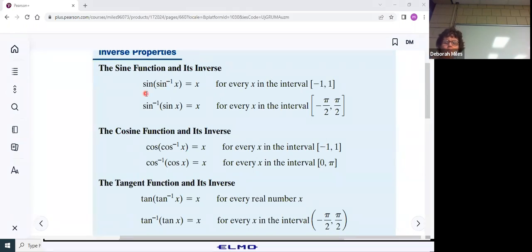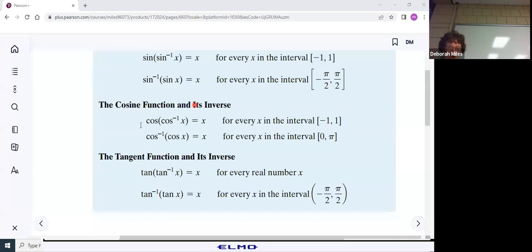Sine of inverse sine of x undo each other and just leave you x, as long as x is a number that you can take the inverse sine of. That means x has to be a number between -1 and 1. Inverse sine of sine of x undo each other and leave x, only if x is an angle that inverse sine can give you. That means x is between -π/2 and +π/2.